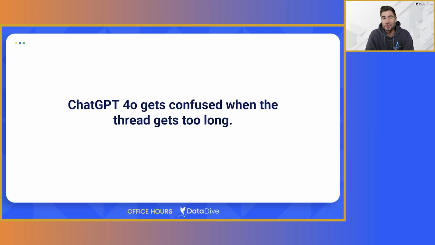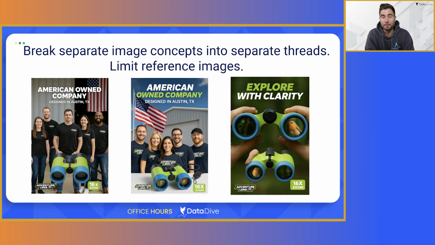Another really important thing is ChatGPT 4.0 is going to get confused when the thread gets too long or you include too many different types of reference images. So I'm going to give you an example here. In this niche, there's a lot of Chinese competitors selling the product, very few American sellers. So I thought maybe we could justify the higher price point of the product by making an American-owned company designed in Austin, Texas. We've got some employees wearing a branded t-shirt in front of a warehouse with patriotic themes.